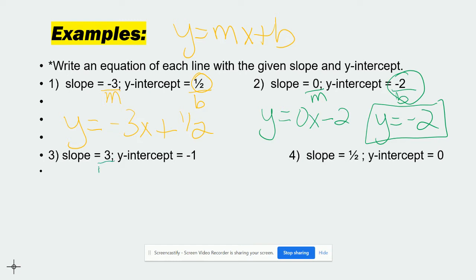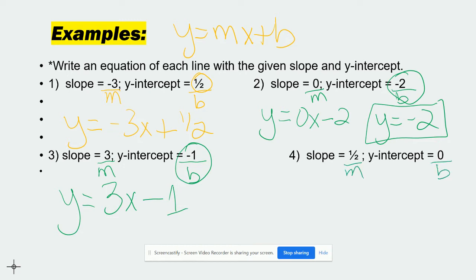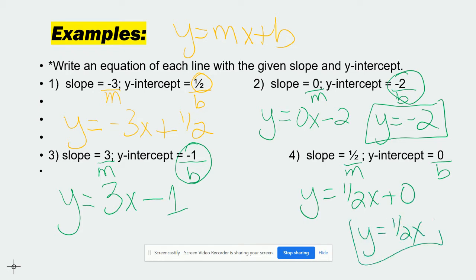Number 3, slope, or m, is 3. Y-intercept, or b, is -1. Y equals 3x minus, because our b is -1. Number 4, slope, or m, is 1/2. Y-intercept, or b, is 0. We have y is equal to 1/2 x plus 0. Really don't need that plus 0 there, so we'll go ahead and just write y is equal to 1/2 x.